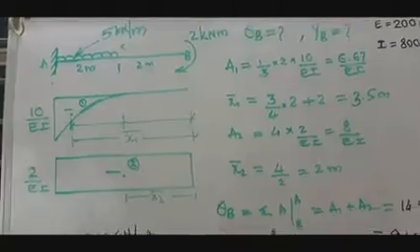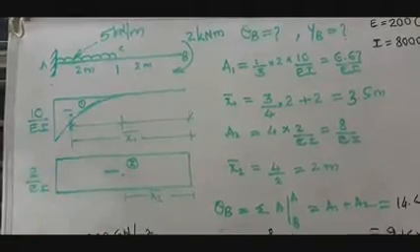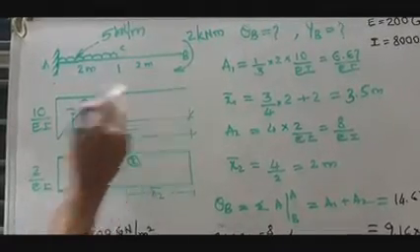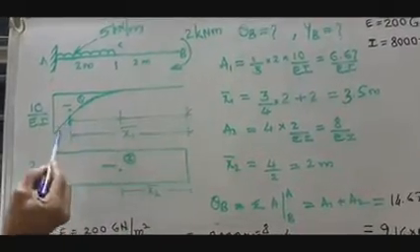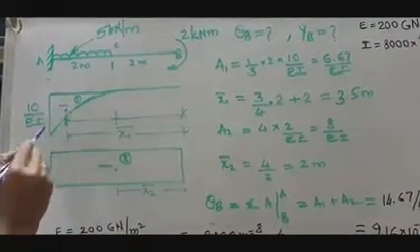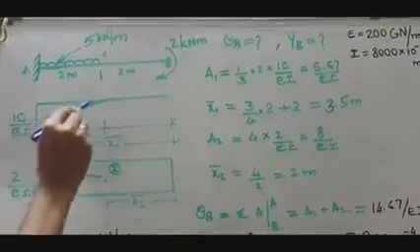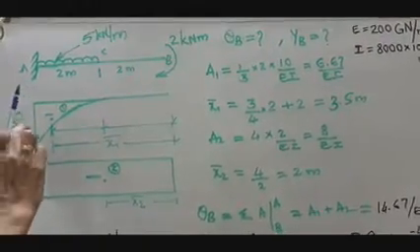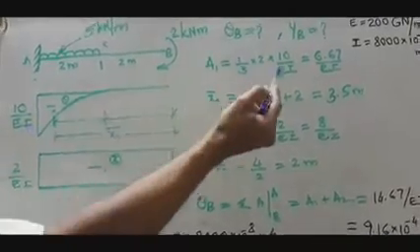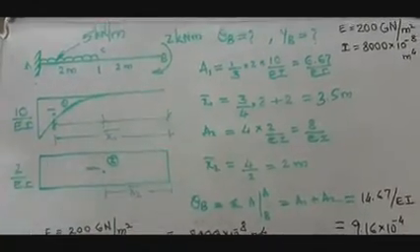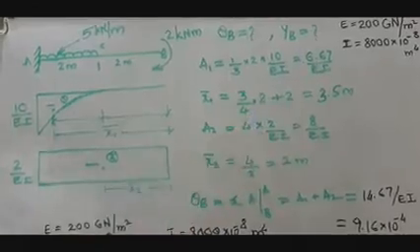Now as there are only two figures, you have to calculate the areas of these two and the distance of the CG with respect to B. If you look at A1, this is the parabolic portion. The area of this will be 1/3 of the area of the rectangle covered by it, that means 1/3 into base, that is 2, height is 10 by EI. If you simplify that, you get 6.67 by EI.